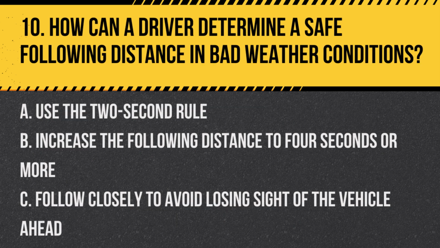Question 10. How can a driver determine a safe following distance in bad weather conditions? A. Use the 2-second rule. B. Increase the following distance to 4 seconds or more. C. Follow closely to avoid losing sight of the vehicle ahead. Answer B. Increase the following distance to 4 seconds or more. In bad weather, it's safer to increase the following distance to at least 4 seconds to account for decreased visibility and slippery roads.